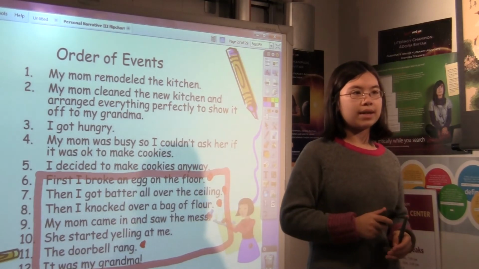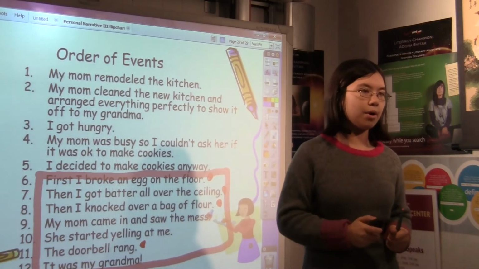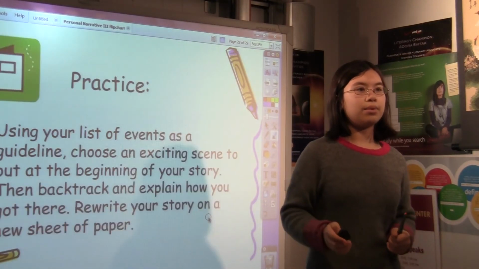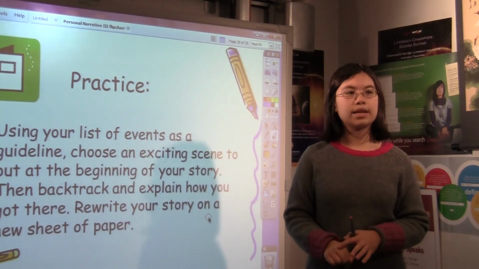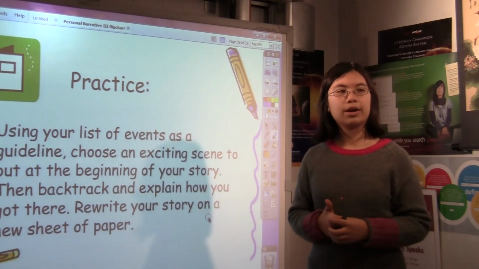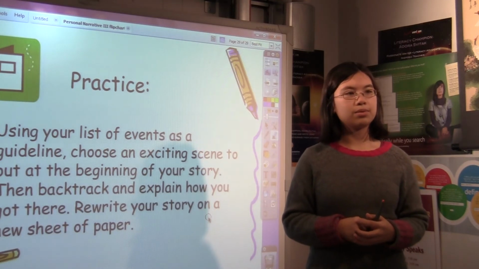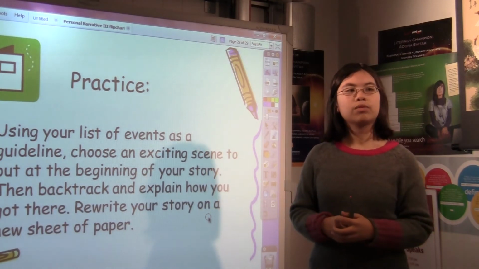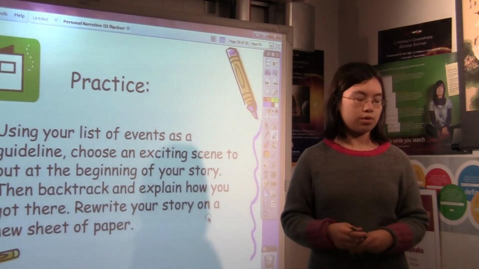So now it's your turn. Look at your list of events and find what those exciting points are. What is the most exciting part of your story? So using your list of events as a guideline, choose a really exciting scene to put at the beginning of your story. Then backtrack and explain how you got there. You might want to turn over your piece of paper if you need some room.